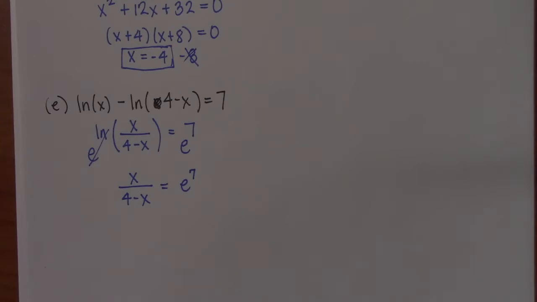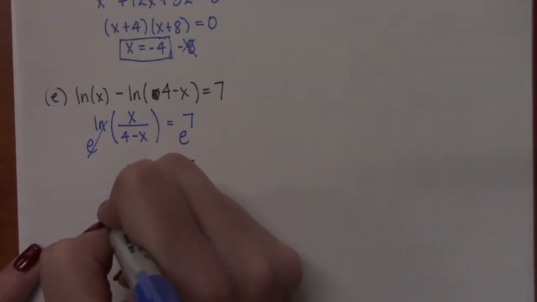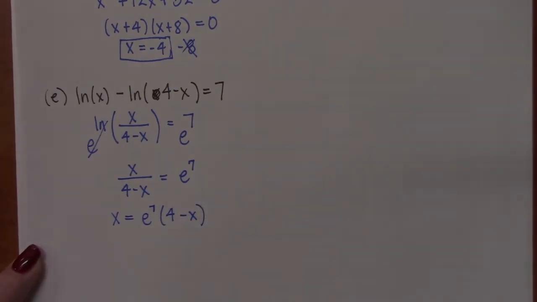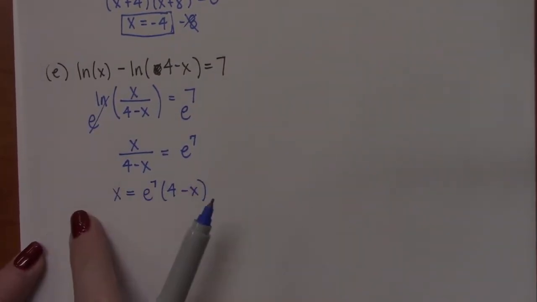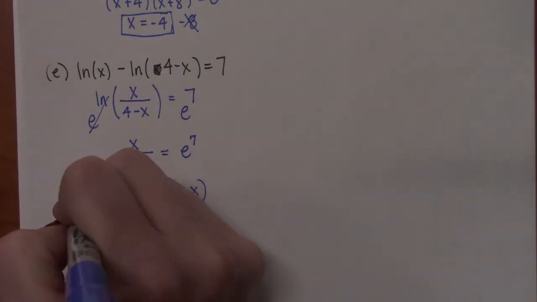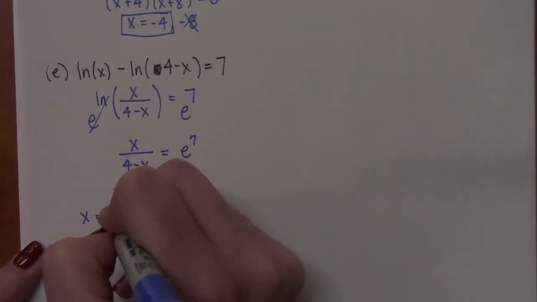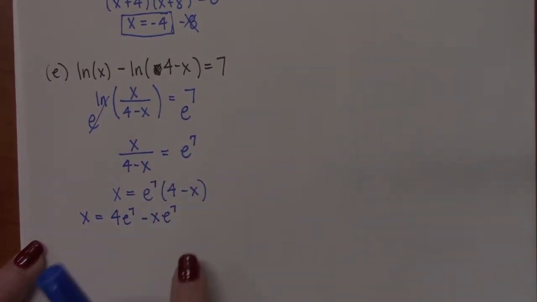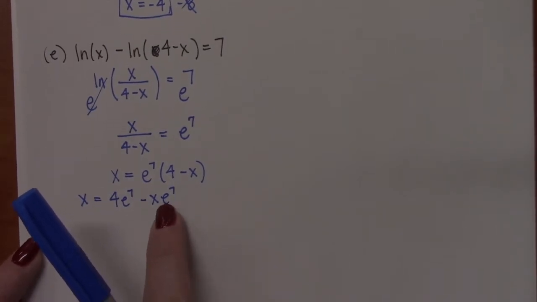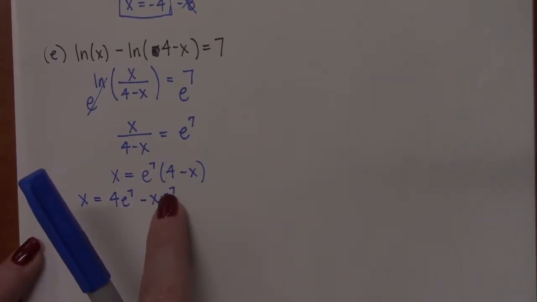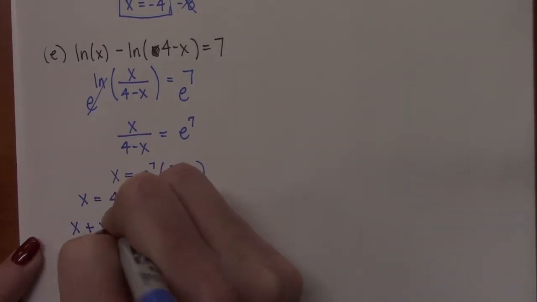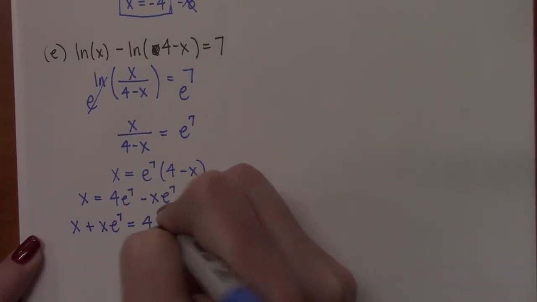So now what we're going to do is we need to solve this for x. So I'm going to multiply both sides by 4 minus x. And then in order to combine these two x's, I need to distribute the right side out. So I'm simply going to get 4e to the 7 minus x e to the 7. And then I want to get everything with an x over on one side. So since this guy's negative, I'm just going to add that term to both sides. So x plus x e to the 7 equals 4e to the 7.